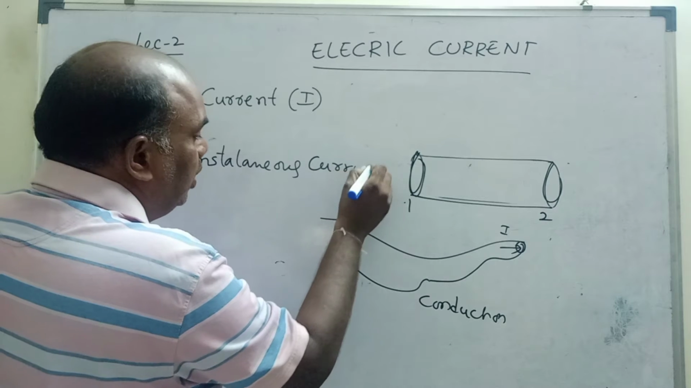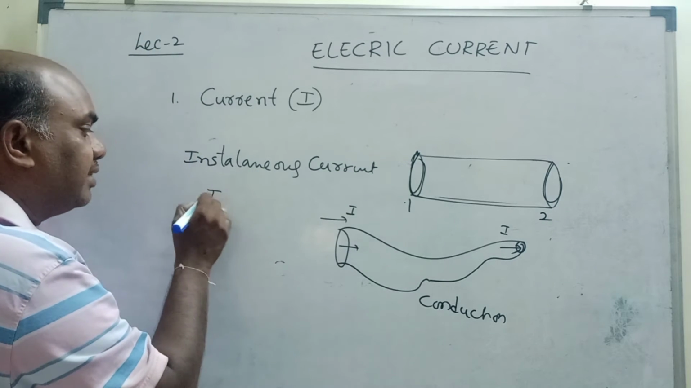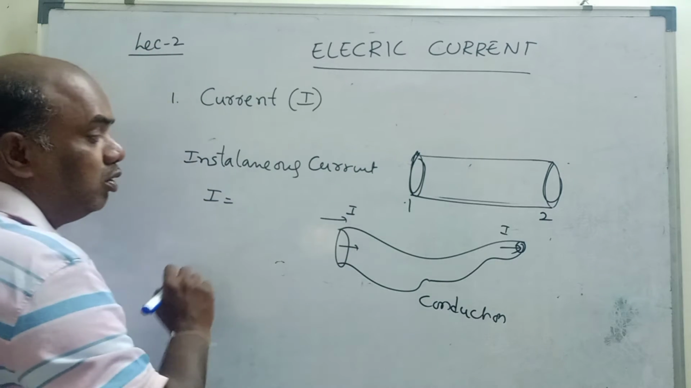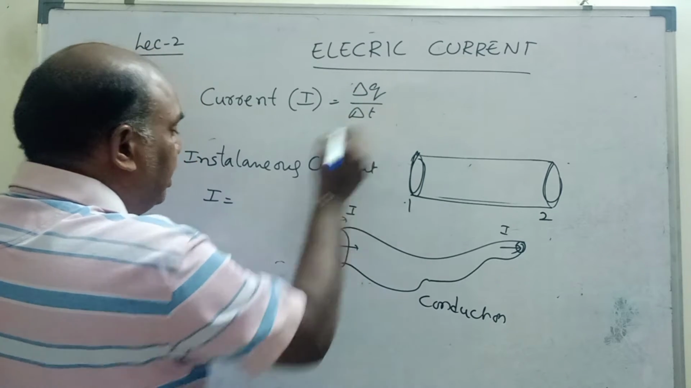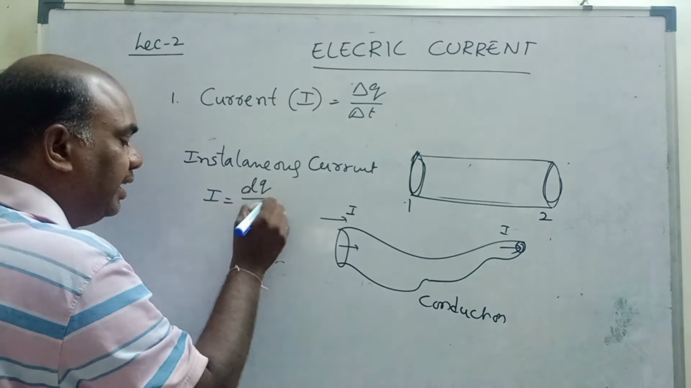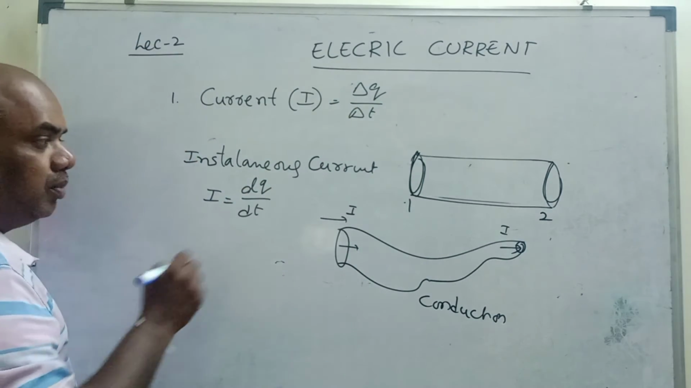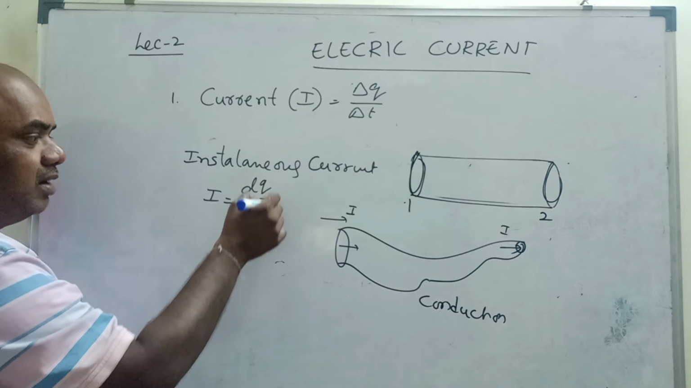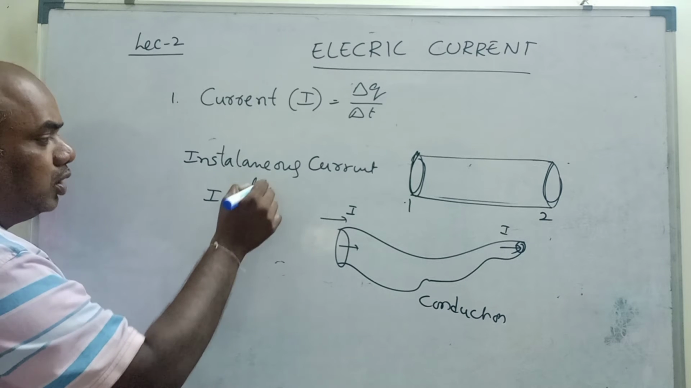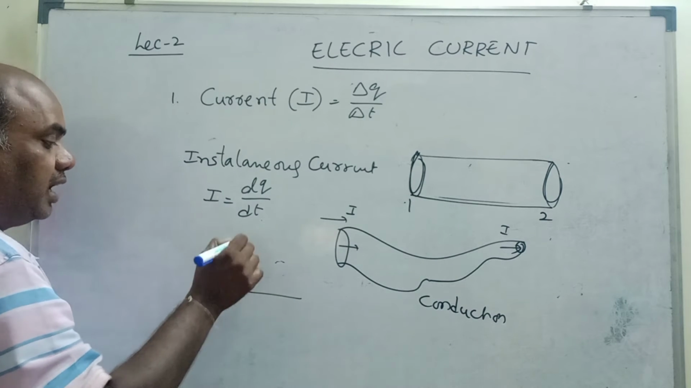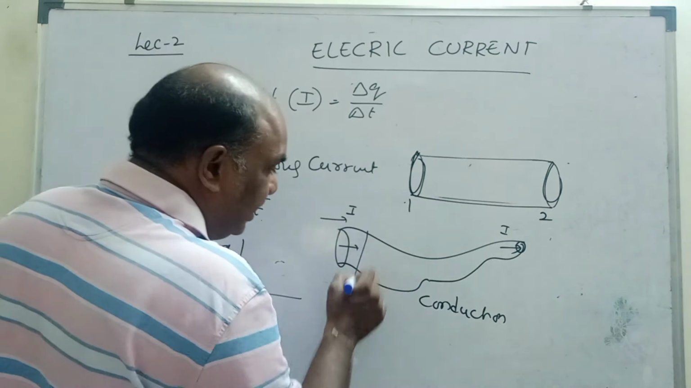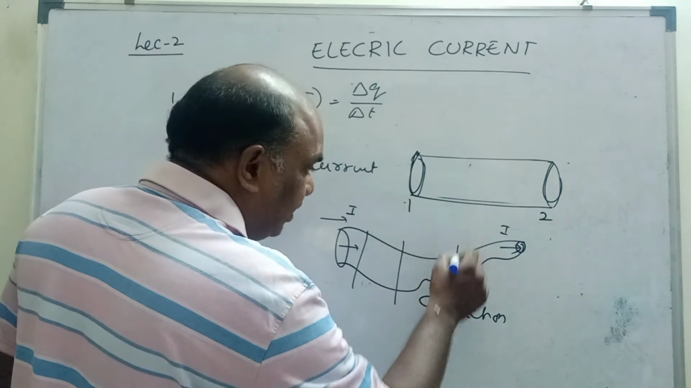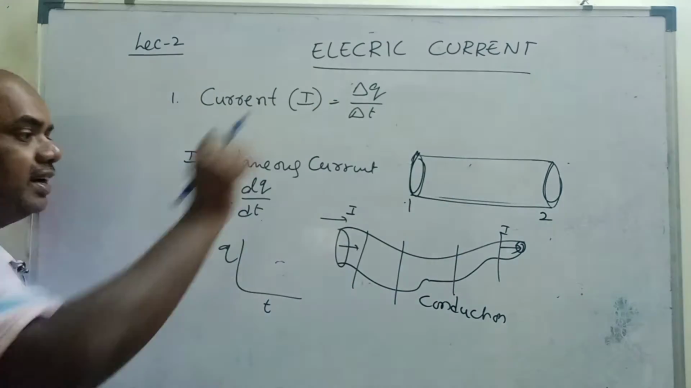For instantaneous current you have to find the slope. The general formula is delta q by delta t, here dq by dt. What is meant by slope? It is the slope of the graph between q and t, with q values on the y axis and t values on the x axis. That means the current is different at different points; at the same time period, different currents are present.